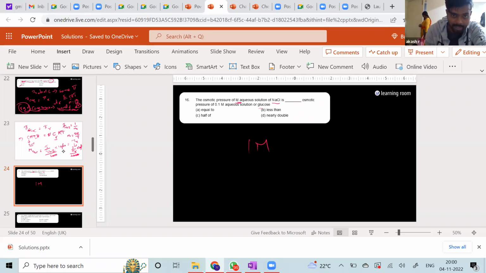Now, guys, this is where your Van 't Hoff factor comes into the picture. Tell me, in which kind of solutions will you use the Van 't Hoff factor, and in which case will you not use it? Sir, where ions are formed, we have to use it. Any other case? Sir, when association or dissociation takes place.